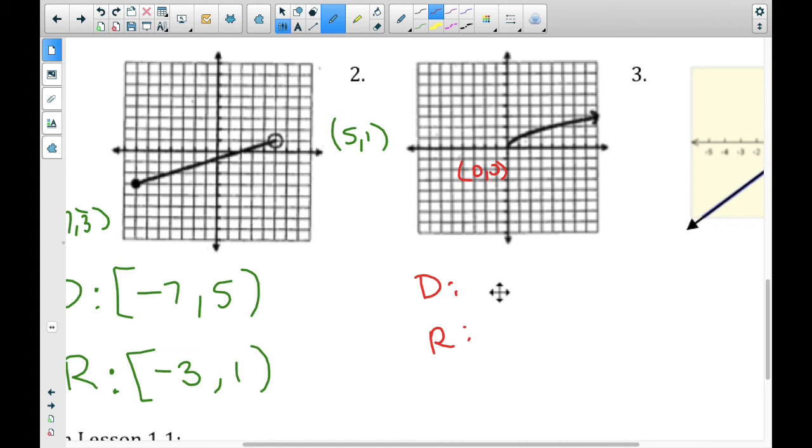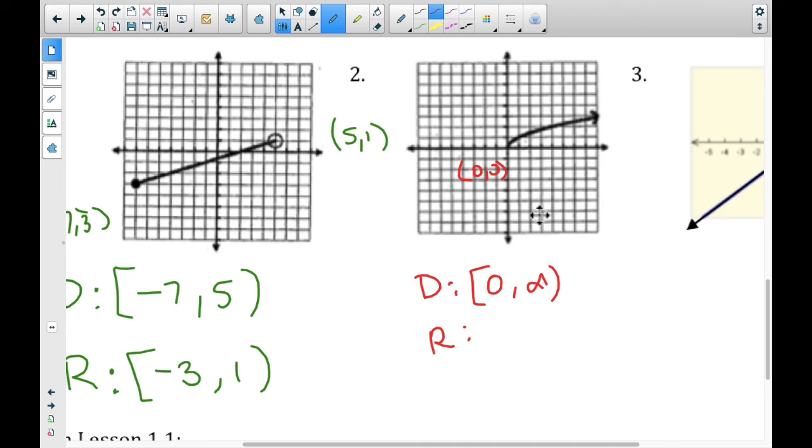So our domain is left to right. Starting on the left, it goes all the way down to 0 on the left. How far is it going to go to the right? It has an arrow. It's going to go to infinity. And infinity always gets a parenthesis. This time the 0, even though there's not a big fat dot on it, it still gets a square bracket because there is a point there. It does go to there. It does touch there.